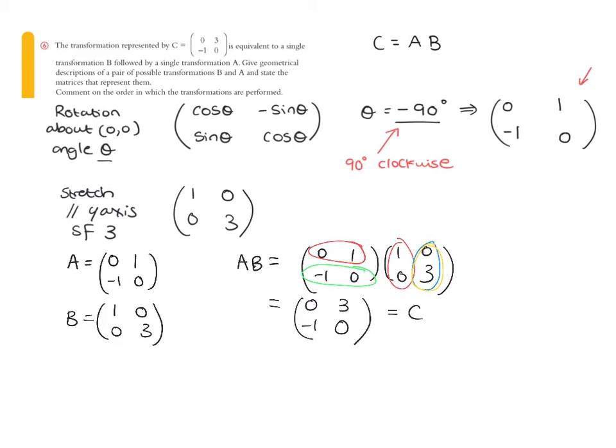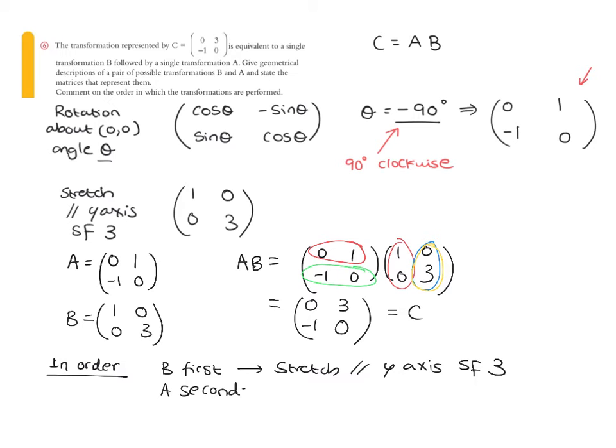So my two transformations are, in order, B first, and B is a stretch parallel to the y-axis with a scale factor of 3, and the transformation A is second, and that is a rotation about 0, 0 with an angle 90 degrees clockwise.